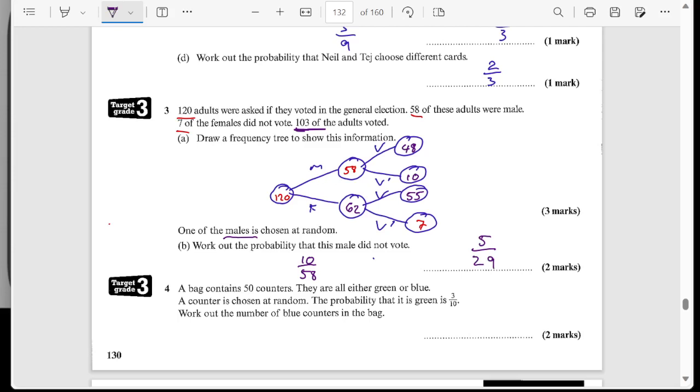And then question 4, a bag contains 50 counters. They are all either green or blue. A counter is chosen at random. The probability that it is green is 3 out of 10. Work out the number of blue counters in the bag.